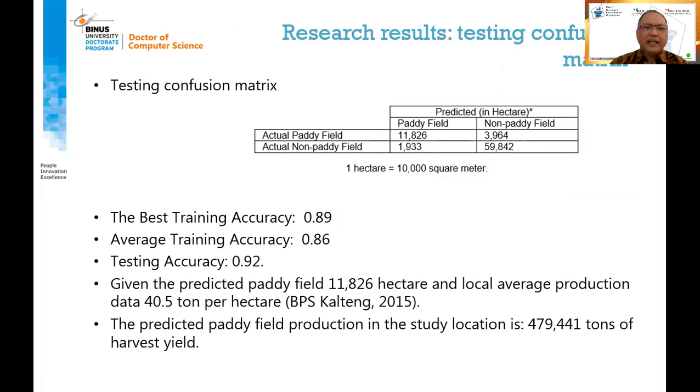Okay. Given the predicted paddy field obtained from this study is 11,826 hectares, and based on local statistics, the average paddy field production is about 40.5 tons per hectare. So based on this data, we can predict that paddy field production in the study location is about 479,441 tons of harvest yield.